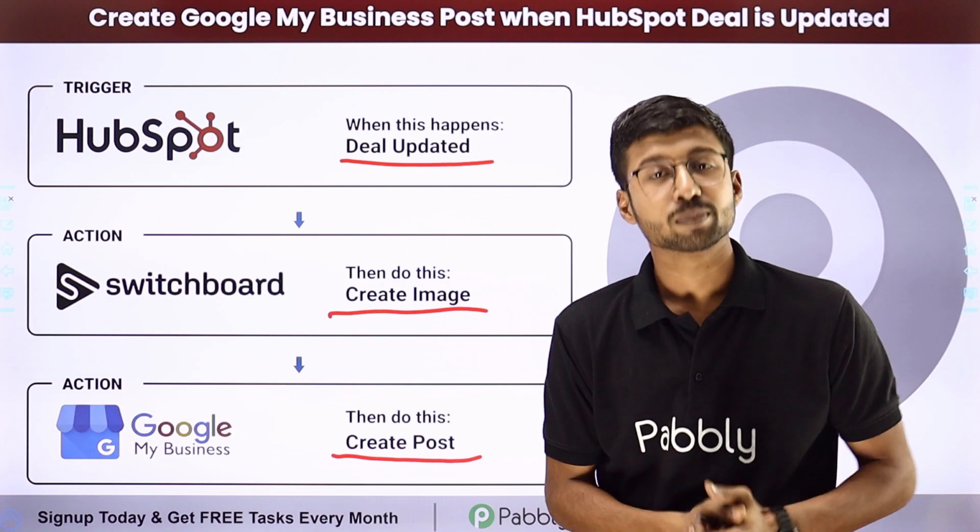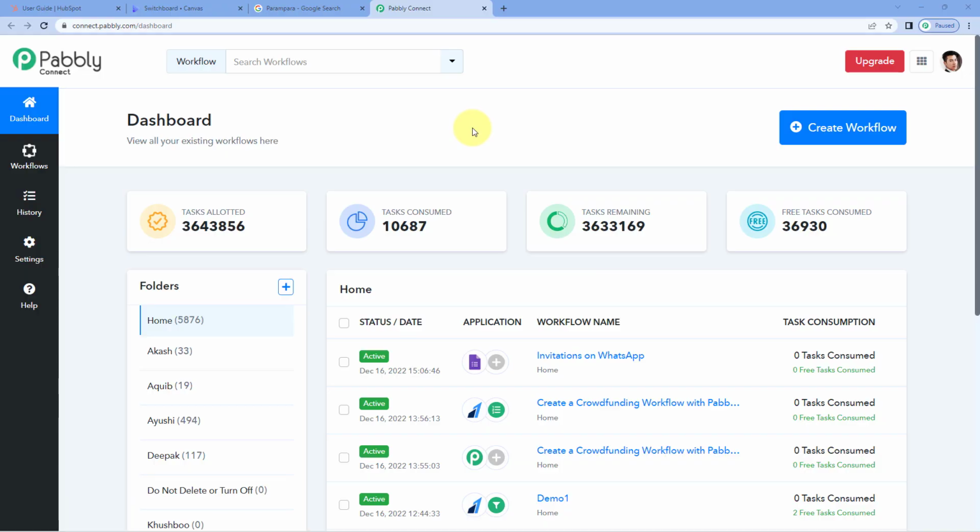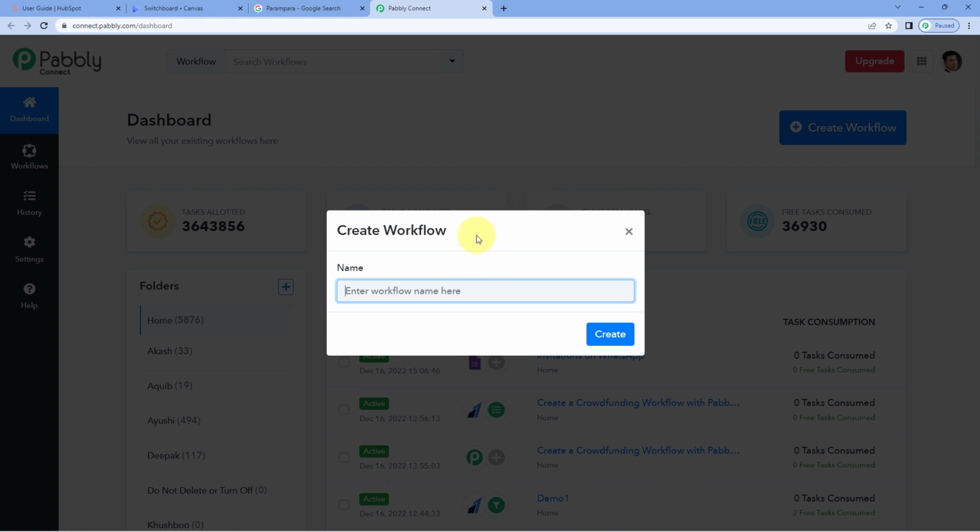Now guys, how can you set up this automation? To know this, you have to come with me to my screen. So as you can see, here we are on Pabbly Connect's dashboard. Now to reach this dashboard, you will get a free sign-up link of Pabbly Connect in the description box below. By clicking on that link, you can create your free Pabbly Connect account in just 2 minutes. And after reaching this dashboard, just click on Create Workflow and give this workflow a name.